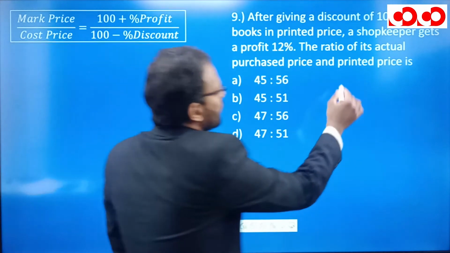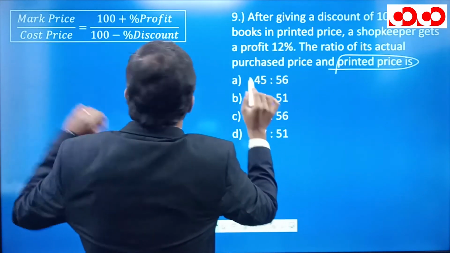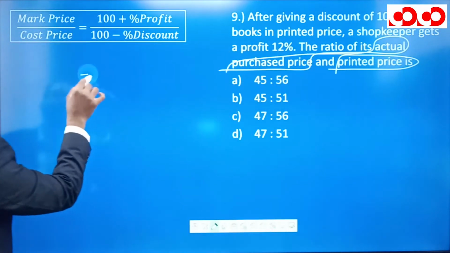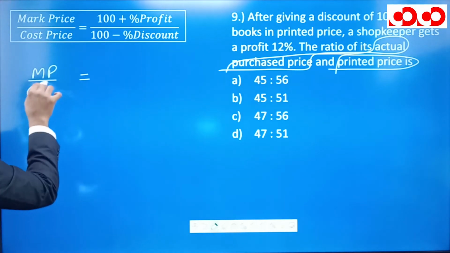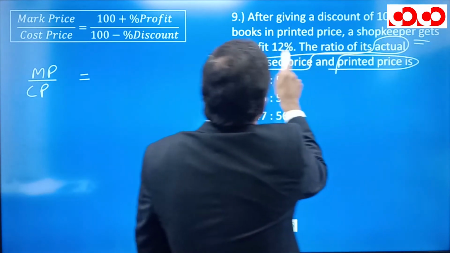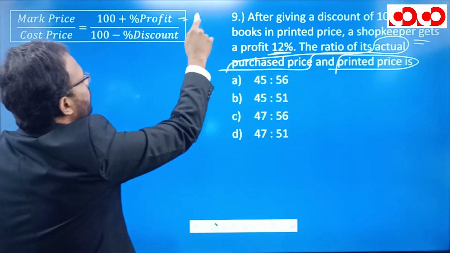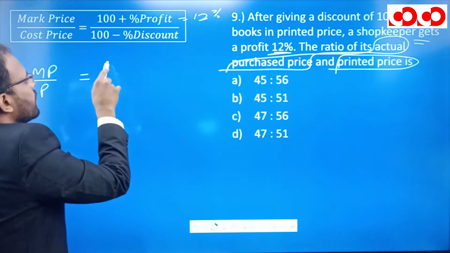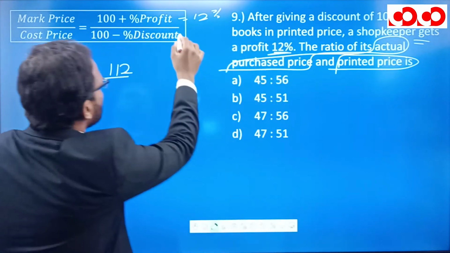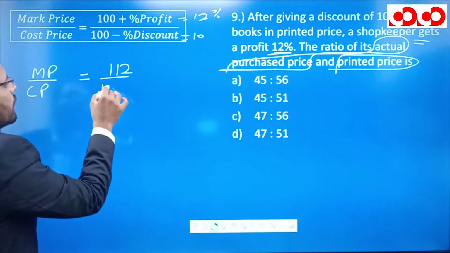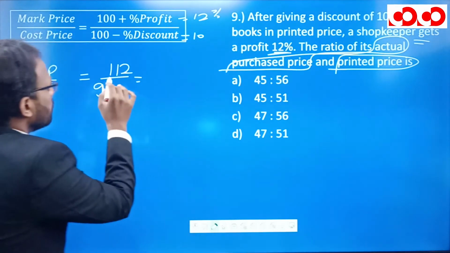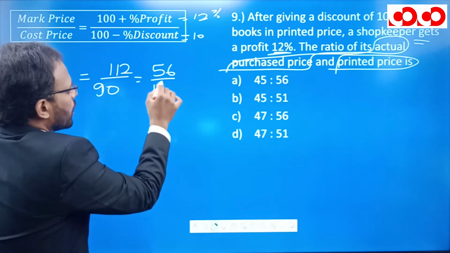So the mark price is nothing but the printed price, and the cost price is nothing but the actual purchase price. And we know that the mark price by cost price is 100 plus profit. What is the profit? He gets a profit of 12%. So if I put this as 12%, I'll get 100 plus 12, that is 112%, divided by, there is a discount of 10%, so just minus it, you'll get 90% over here. So now we have got this relation which comes out to be 56 by 45.